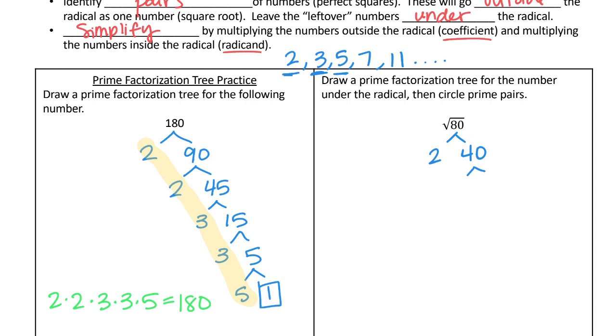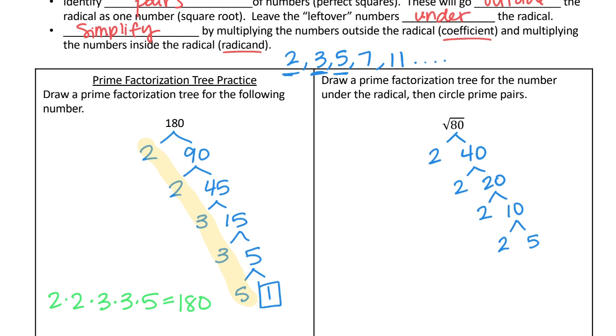40 is also divisible by 2, so that would be 2 times 20. 20 is divisible by 2, so that would be 2 times 10. And notice I'm always putting that prime number on the left. 10 is also divisible by 2, so you keep going until you can't divide by 2 anymore. And that would be 2 times 5. And so now we're here at 5.